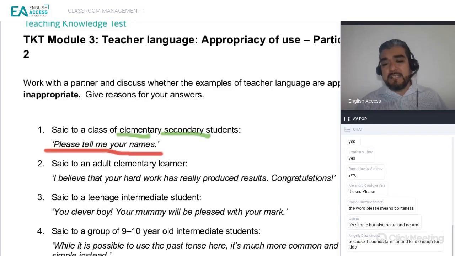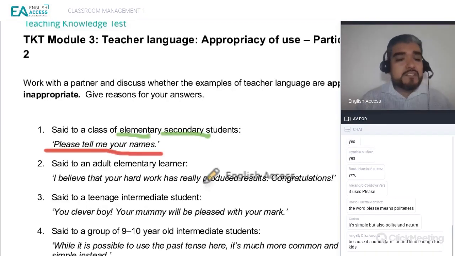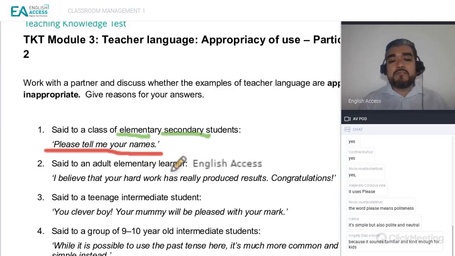Simple phrases, as Karina says, but they are also polite, right? For example, please tell me your names is something understandable, it's easy, and it's neutral, it's polite. It doesn't have a lot of fancy words. So number two says, said to an adult elementary learner. So this is an adult student, but it's the same. It's a basic student. And the teacher says, I believe that your hard work has really produced results. Congratulations. Do you think this is appropriate or inappropriate?